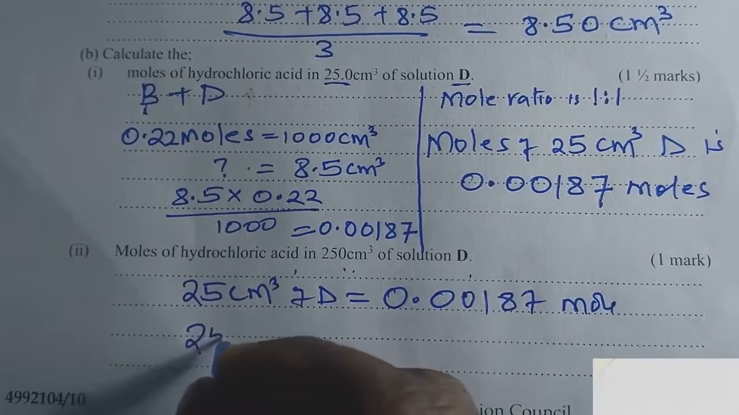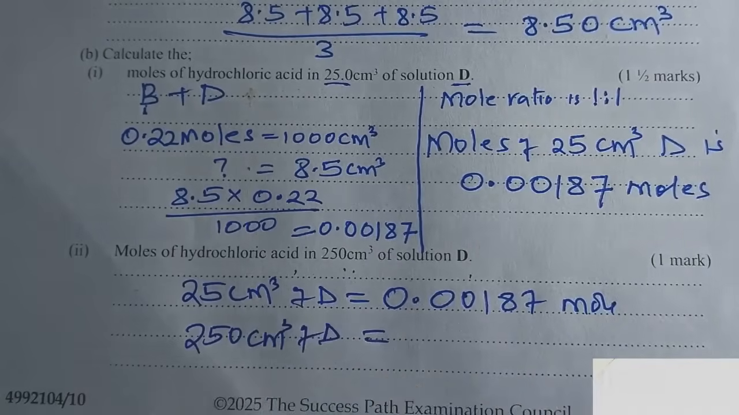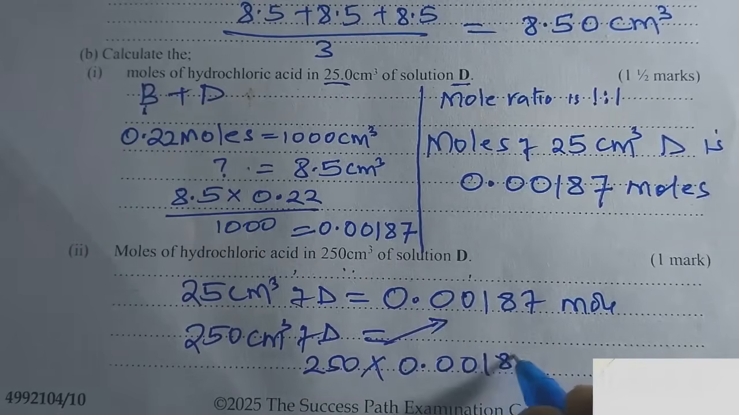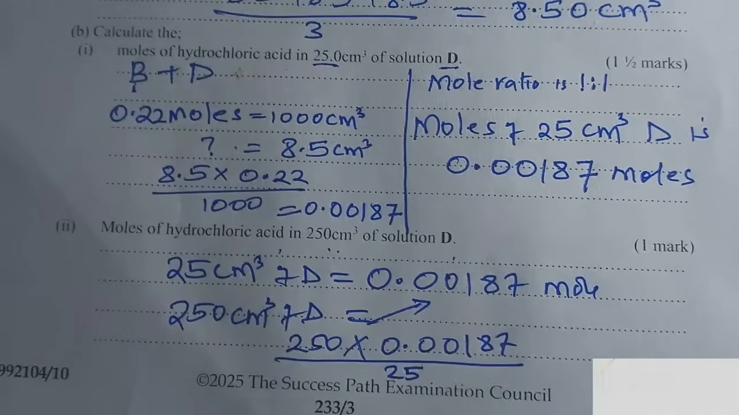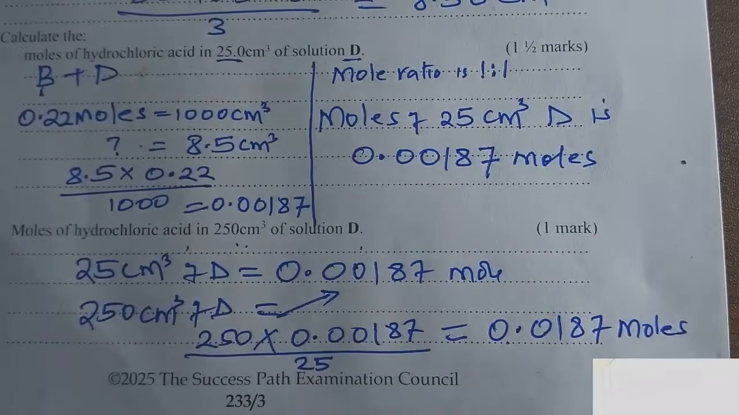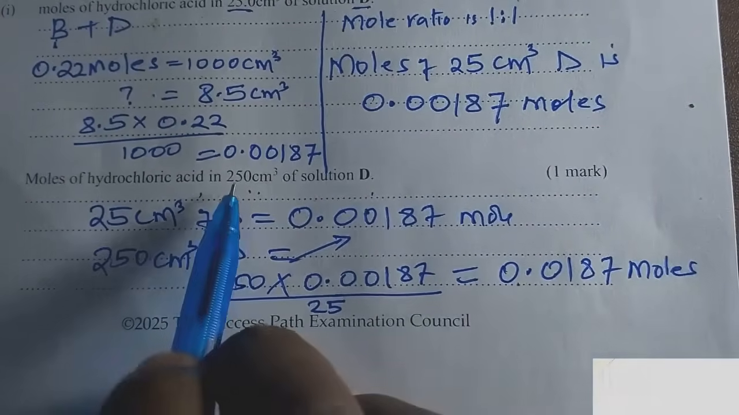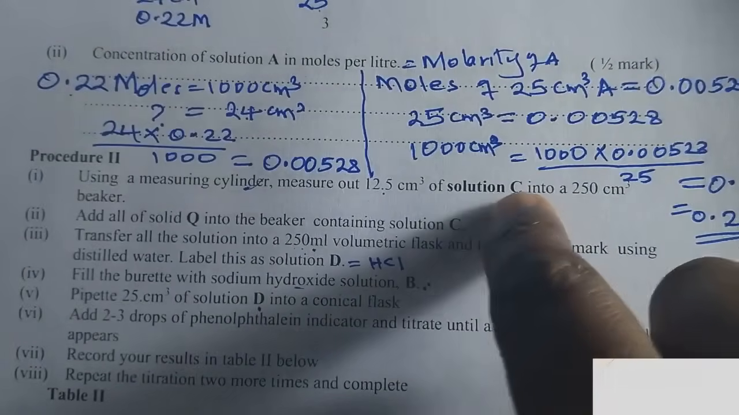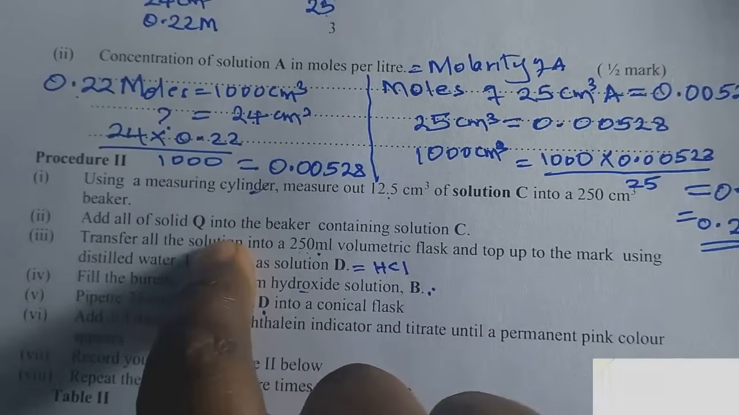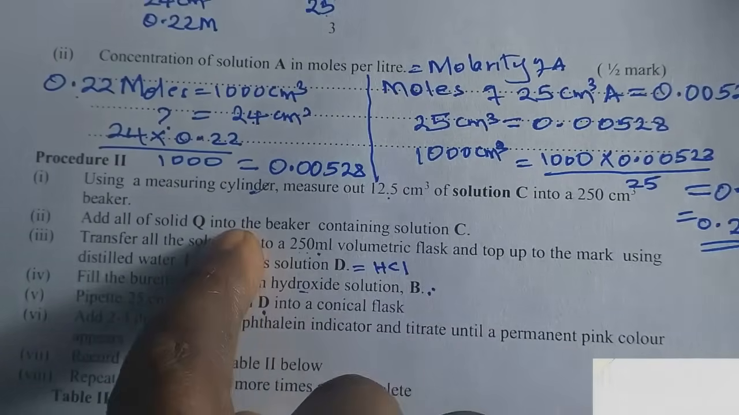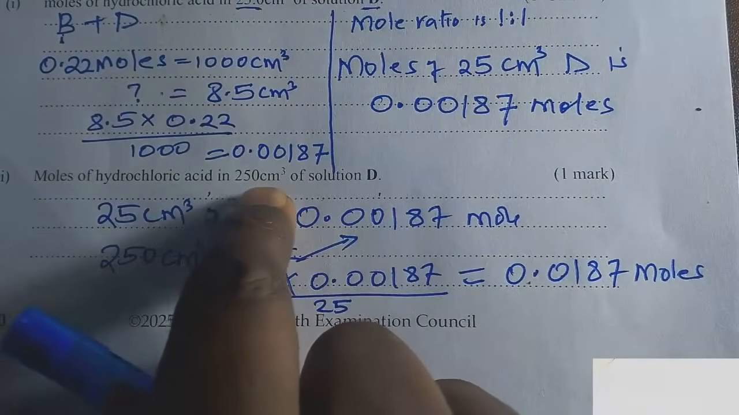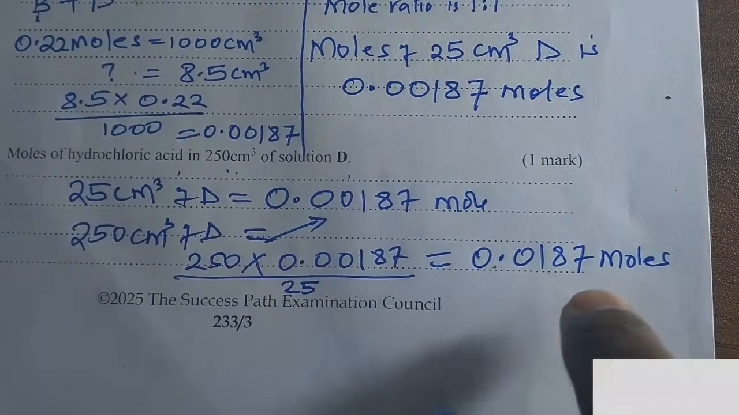250 centimeters cube of the same D will contain 250 times 0.00187 divided by 25. You do cross multiplication this way. And this will give us 0.0187 moles. So this is the number of moles in 250. And mind you, this is the number of moles that remained after solution C reacted with solid Q. Some moles were used up, right? And the one that remained is in the volume of 250. We have found the number of moles in 250, the volumetric flask solution. It means this is the number of moles that remained after reacting with the solid Q.